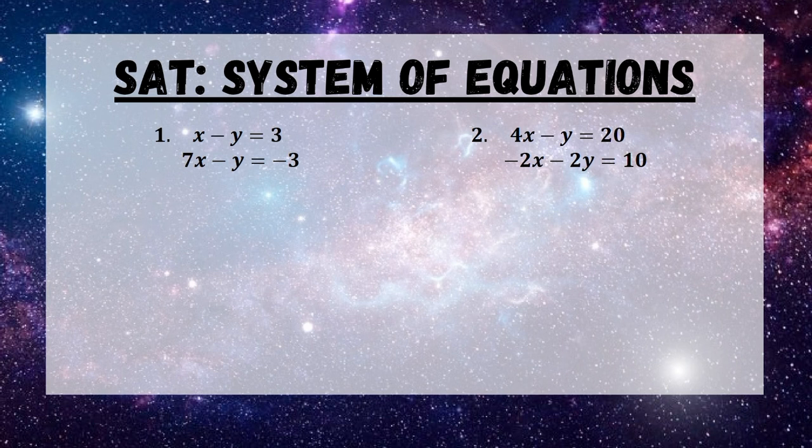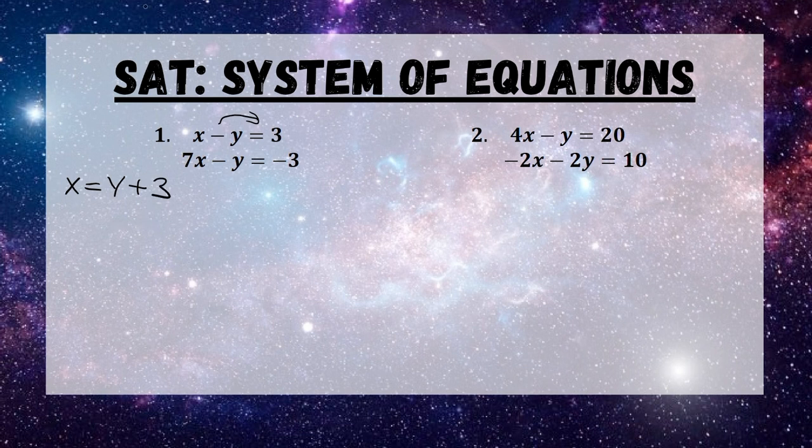So for number one, we're going to solve this using the substitution method. The way that we do that is we need to get one of the variables by itself first and then plug it into the other equation. What we're going to do first is we're going to get x by itself in the equation on top. The way that we do that is we're going to add y to both sides in order to move it to the right side of the equation. When we add y to both sides, we're going to end up with x equals y plus 3.